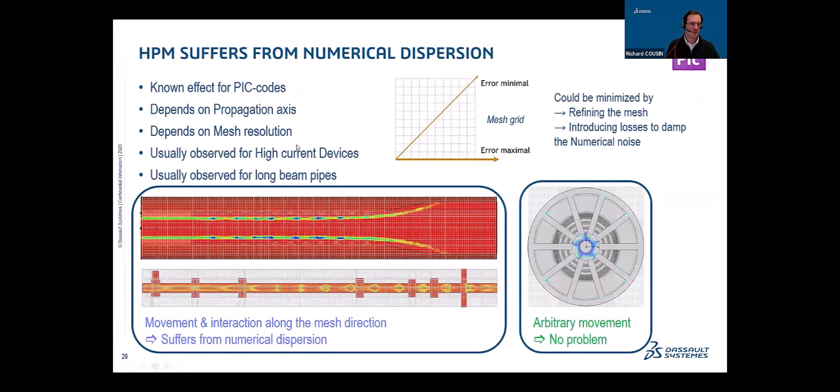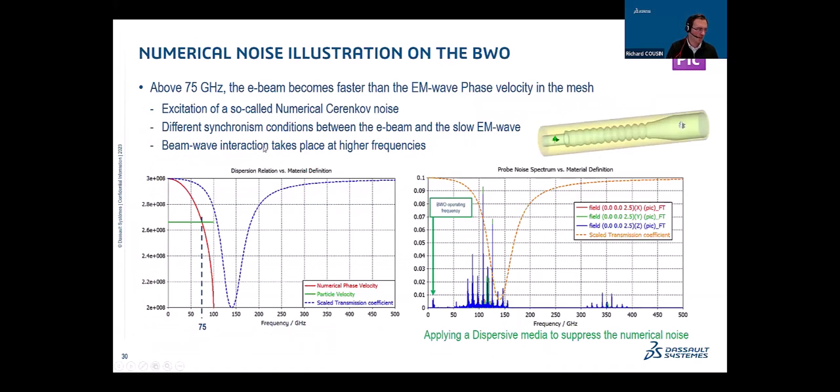And then, to finish this presentation, I would like to speak a little bit about numerical dispersion and numerical noise. Here, high power microwave simulation suffers from numerical noise. And this is something known for PIC codes. You have a maximum dispersion along the tubes, whereas this is minimized as soon as you are computing things in the diagonals of the mesh grid. So this is critical for these two examples that you've seen, but not that much for the magnetrons, where you have an arbitrary movement of the particles, which creates no problems. You can reduce this by refining the mesh or introducing losses to damp the numerical noise. But this is also sometimes not enough.